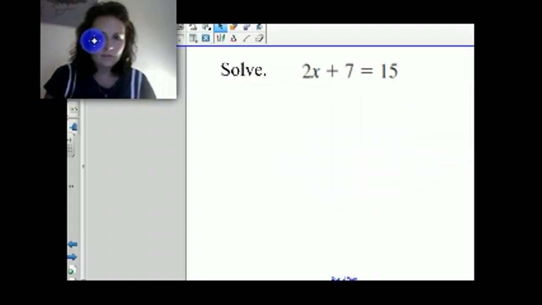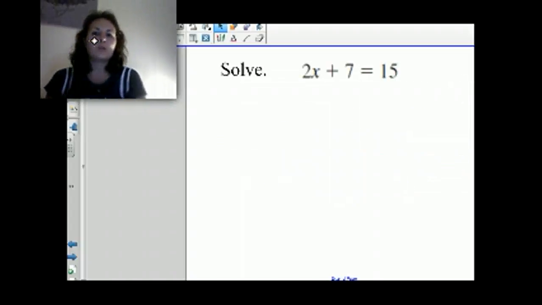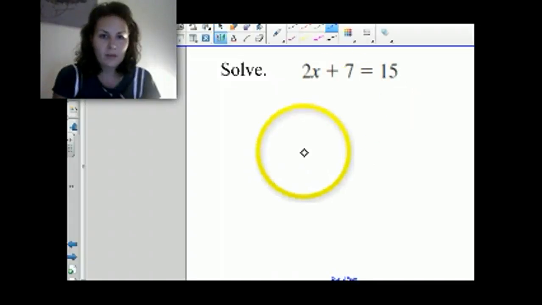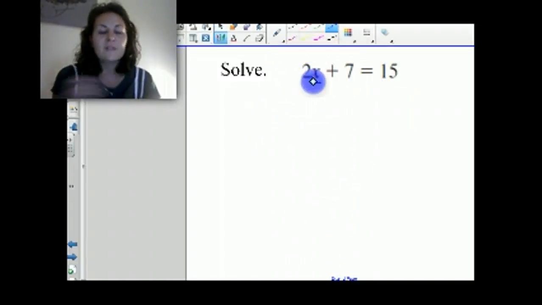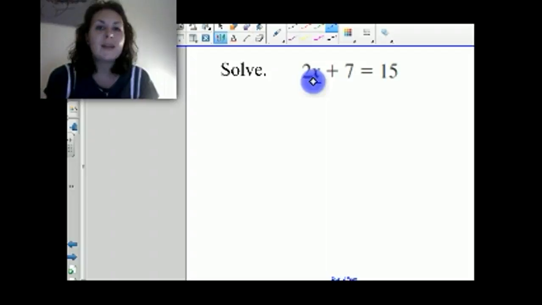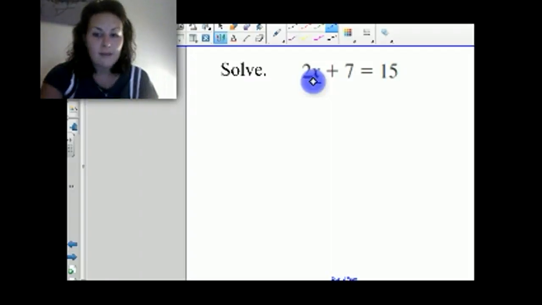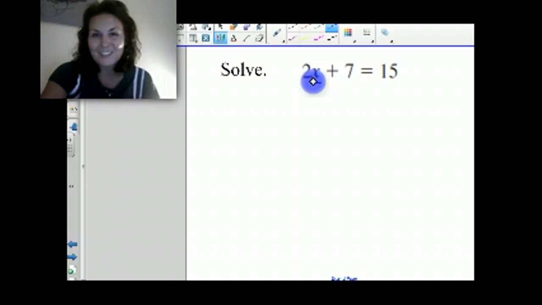So, here we go. Solve 2x plus 7 equals 15. There's our variable x. We want to get x alone. There are two people that will not leave the party, the 2 and the 7. The 2 is being multiplied, the 7 is being added. Now, we are working opposite order of operations. So we are going to deal with addition and subtraction, and then multiplication and division.